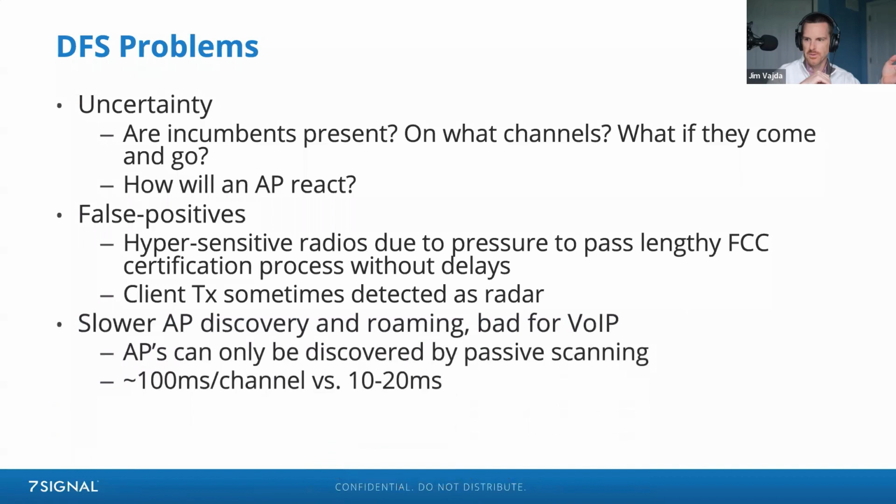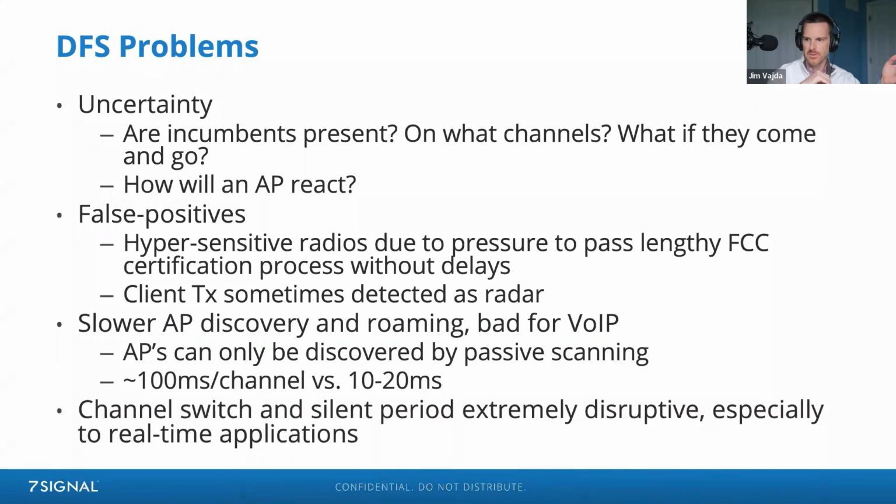It's a real problem. And of course, we talked about the silent period and how that's an issue, but we also have an issue with slow AP discovery because clients aren't actively probing on DFS channels. They have to passively discover APs, which slows down AP discovery. And that's a challenge for VoIP. That's why some VoIP handset manufacturers discourage the use of DFS channels. And then, yes, the channel switch and silent period is quite disruptive. And with real-time applications and use on the Wi-Fi network, that's really going to be a problem.